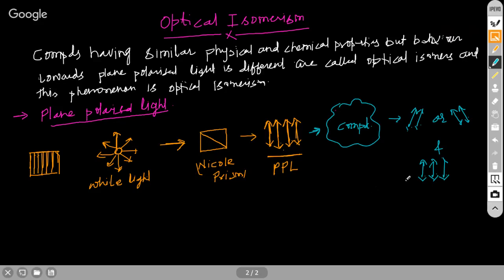So when there is no deflection, like in this case, the given organic compound is said to be optically inactive. When there is no deflection, it is optically inactive. When the light deflects in any direction, it is optically active. OA in short, I am writing it down.